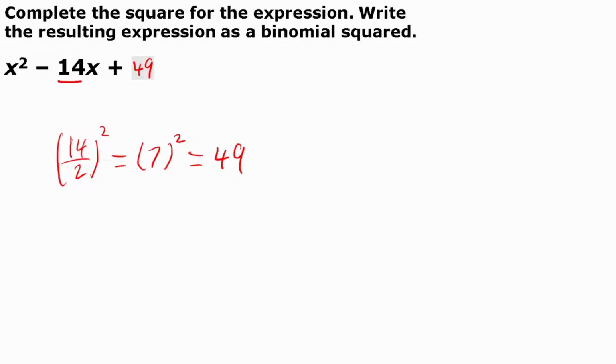Nice and simple, right? All you do is take the middle number of the trinomial, the one that's next to our x, you divide it by 2, and then square that, and boom, you got your answer.